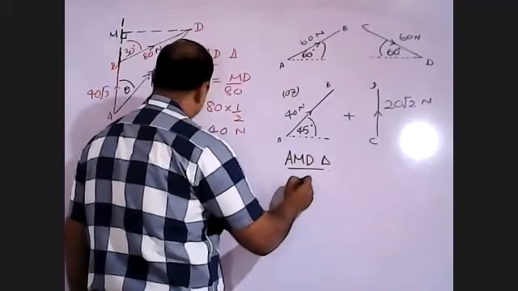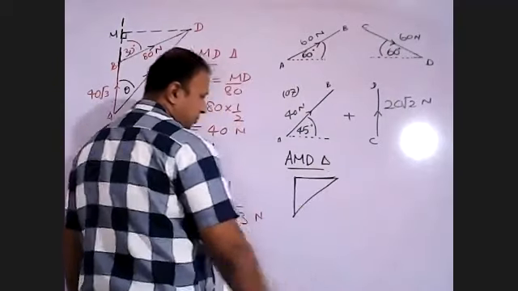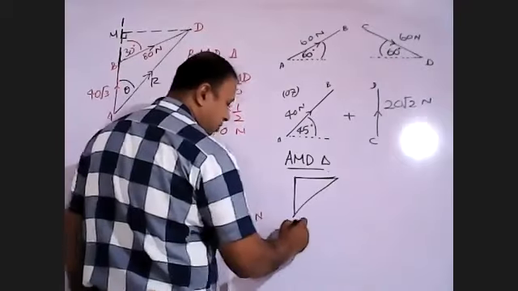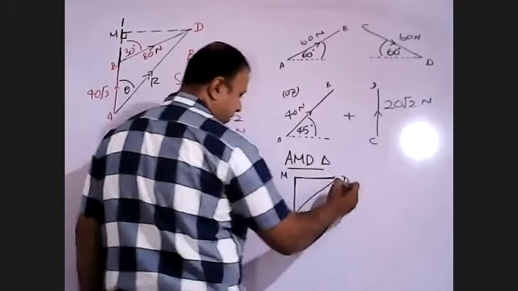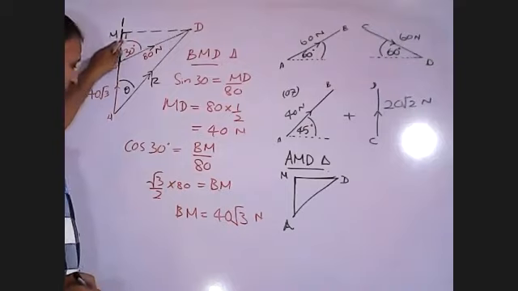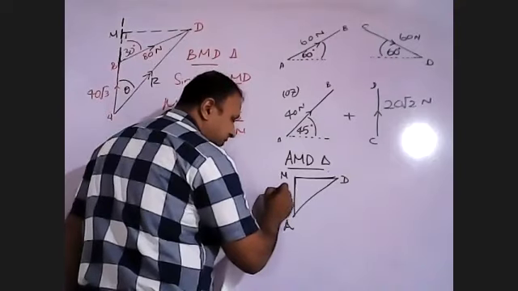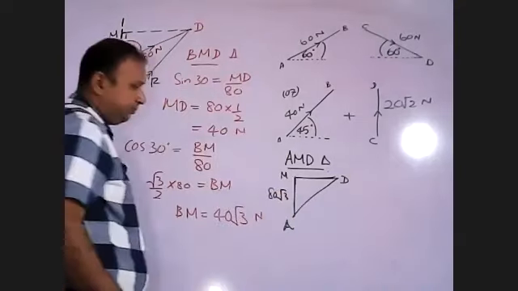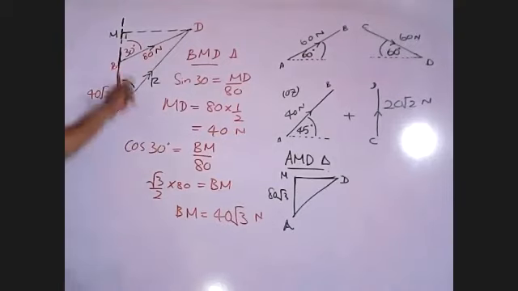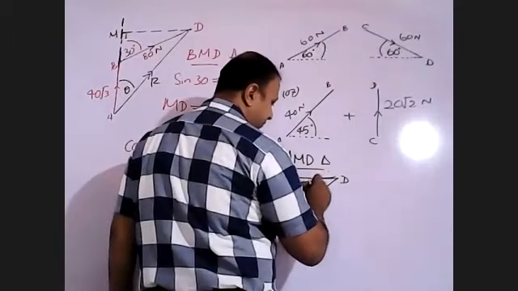Look at this AMD triangle. AM means AB plus BM. AB is 40 root 3, BM is also 40 root 3, so AM is 80 root 3. Again, MD is equal to 40.